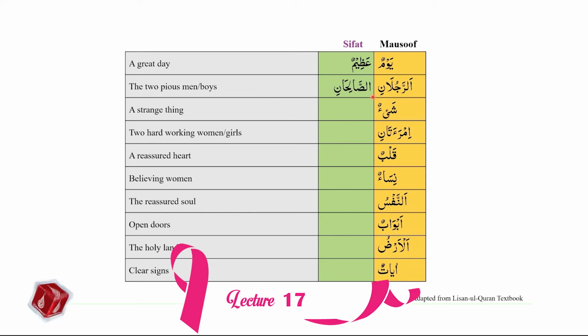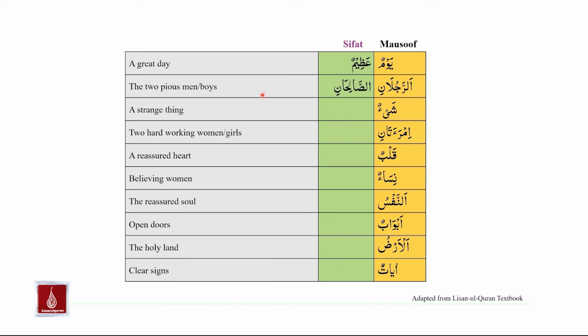The two pious men or boys. Ar-rajulani as-salihani, which will be read together as Ar-rajulani as-salihani. A strange thing. Shay'un ajibun. Two hardworking women or girls. Imra'atani mujtahidatani. A reassured heart. Qalbun mutma'innun. Believing women. Nisa'un mu'minatun.